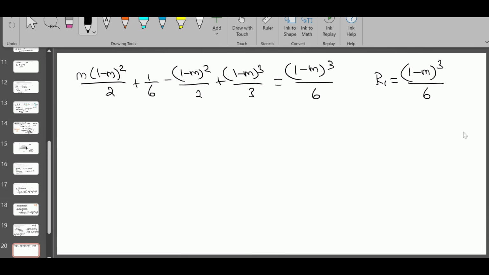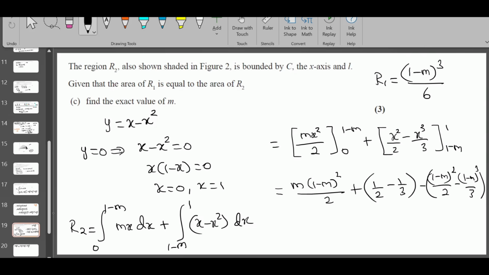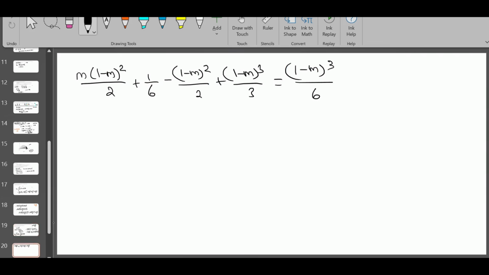There is a lot of working, but I'm not sure why the question has only 3 marks. They want you to find the value of m, just a 3-mark question. Okay, I'm going to divide throughout by (1 minus m) whole square. So in the first term, (1 minus m) whole square will be gone, leaving m over 2.